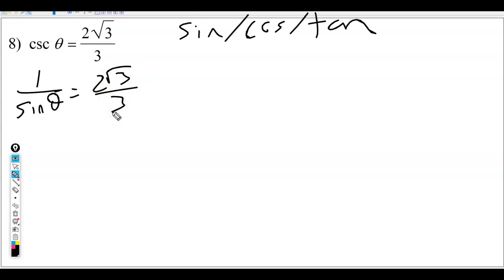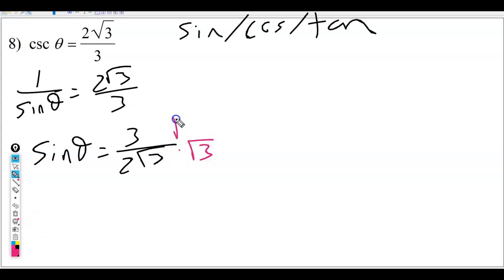So cosecant is the reciprocal of sine. Next thing I'm going to do is flip this over. If I flip over the left side, I end up with sine theta. If I flip over the right side, I end up with this. Now we don't like that square root in the bottom, right? What we learned about that was you multiply the top and the bottom by the square root of 3.